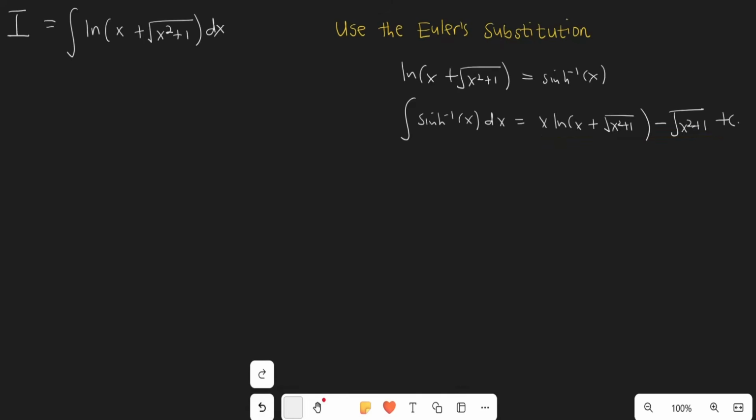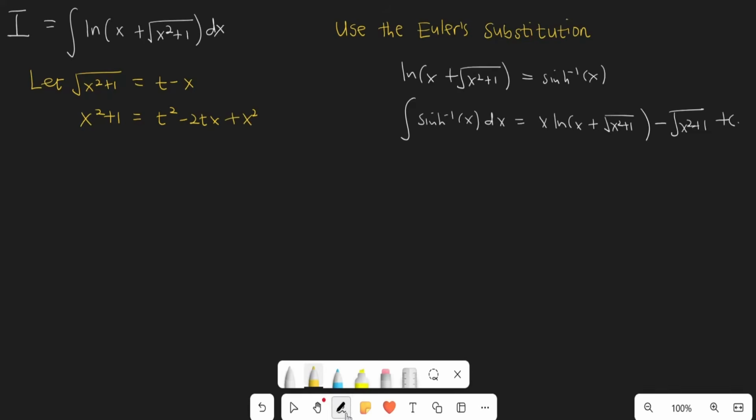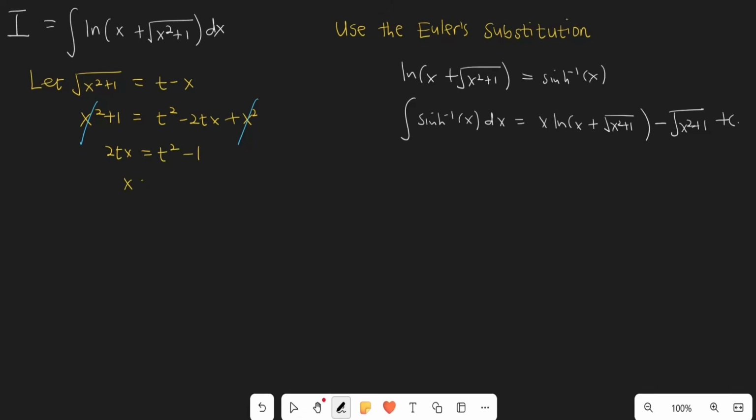So let's do that. With the Euler substitution, we let this radical, the square root of x squared plus 1, be equal to t minus x, right? When we do that, we square both sides. We have x squared plus 1 equal to t squared minus 2tx plus x squared. The x squared cancels x squared, and what you are left with is 2tx equal to t squared minus 1. So try to isolate x. x is going to be t squared minus 1 all over 2t, right? So this is what we have for x. In place of x, I'm going to replace it with that.